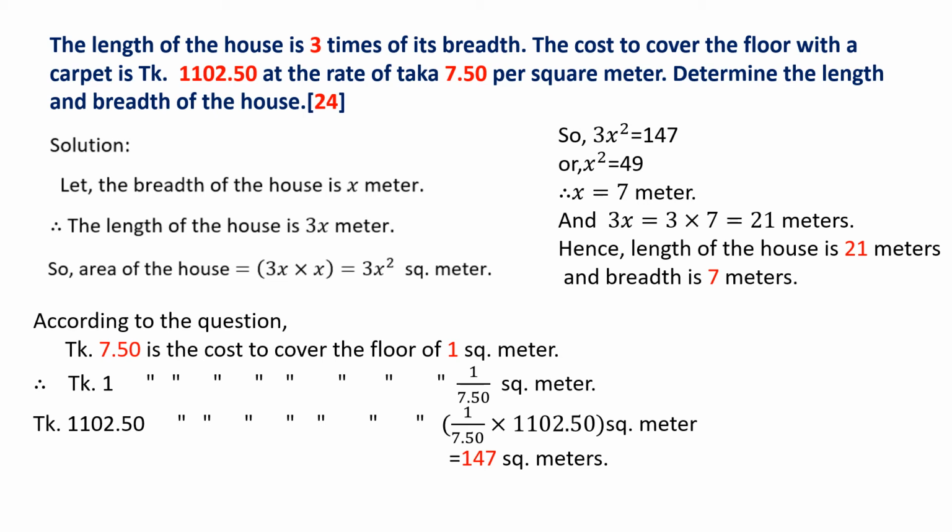x cannot be negative, so I did not write that negative sign, as it represents length. And 3x equals 3 times 7 equals 21 meters. Hence the length of the house is 21 meters and breadth is 7 meters. That's simple, right? That is so simple.